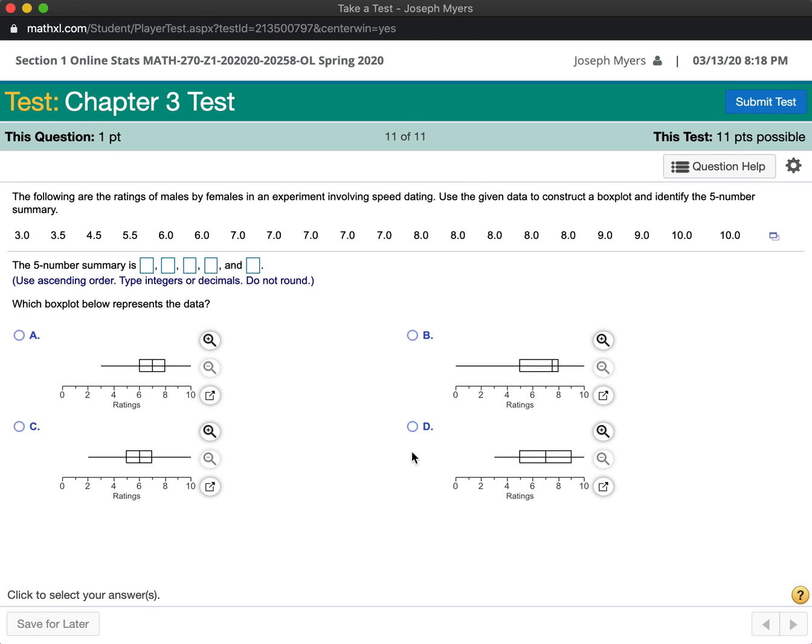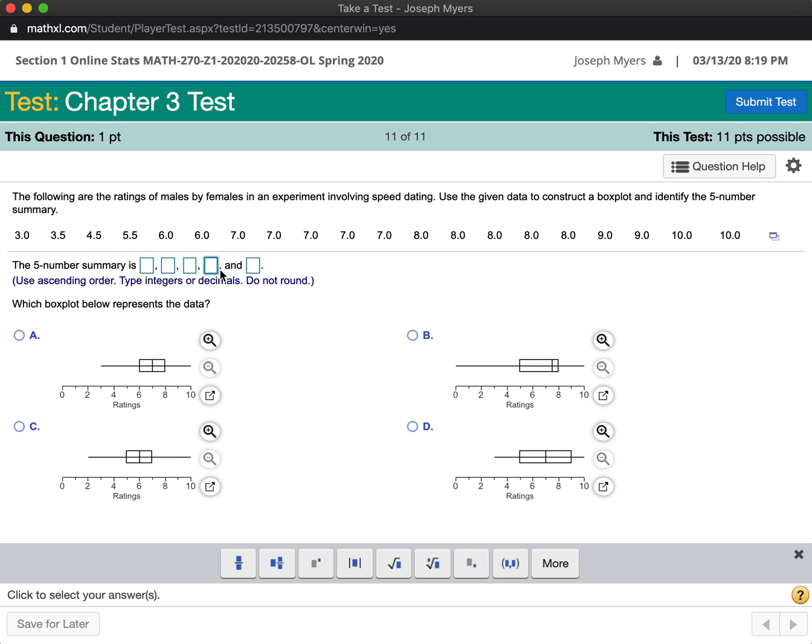Alright, then here we're making a box plot. So for a box plot, you find the median first, which means you sort the numbers in order, and then you find the very middle number. Then you look at the lowest number and the highest number, the minimum and the maximum. And then you find the middle number of the bottom half of the data and the middle number of the top half of the data. That's called the first quartile and the third quartile.